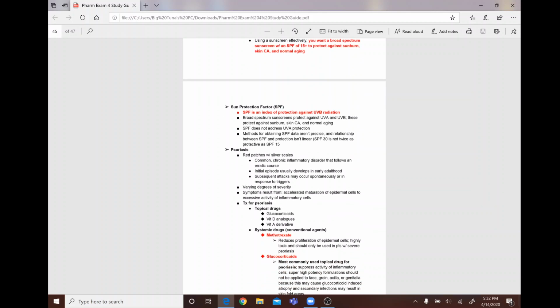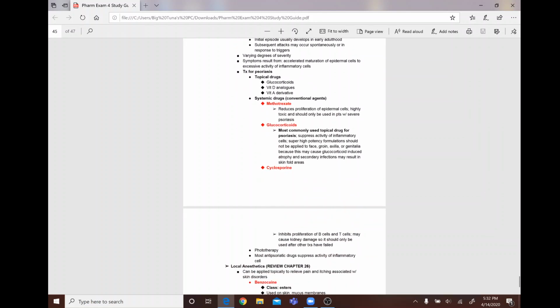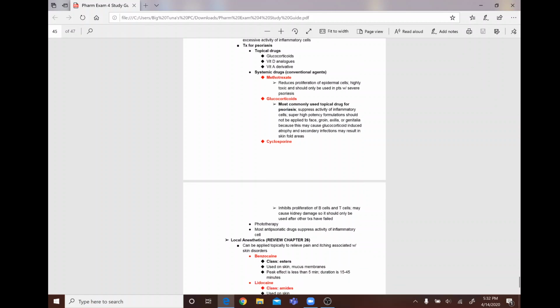All right, what is psoriasis? Red patches with silver scales, okay? Symptoms result from accelerated maturation of epidermal cells due to excessive activity of inflammatory cells. How do we treat psoriasis? Got topical drugs such as glucocorticoids, vitamin D derivatives, vitamin D analogs, and vitamin A derivatives. Then we got systemic drugs, which are conventional agents like methotrexate, glucocorticoids, and cyclosporin.